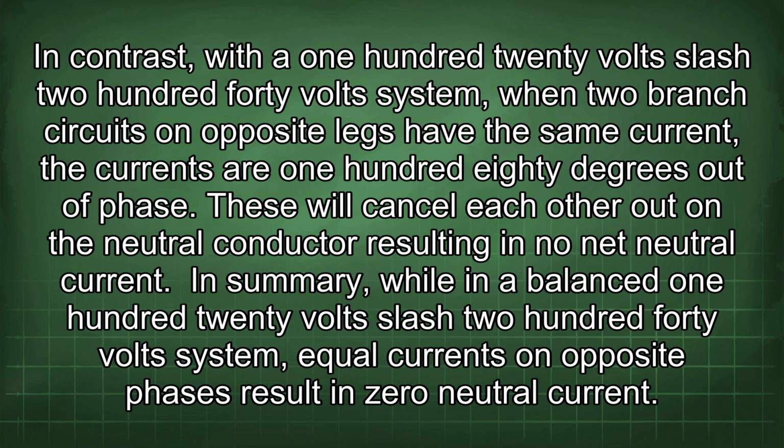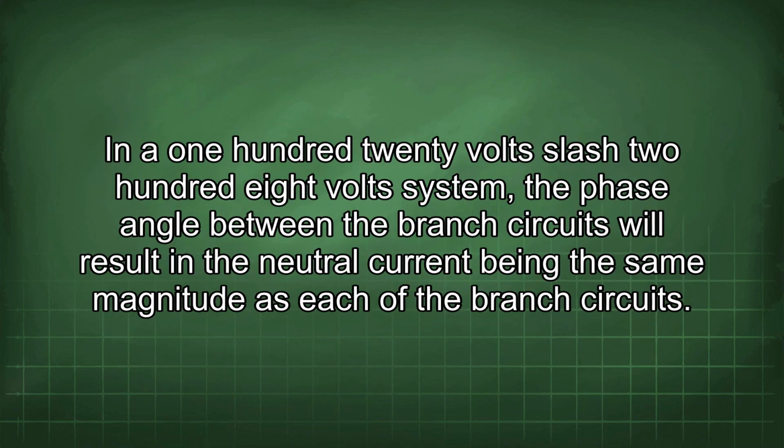In summary, in a balanced 120 volts/240 volt system, equal currents on opposite phases result in zero neutral current. In a 120 volts/208 volt system, the phase angle between the branch circuits will result in the neutral current being the same magnitude as each of the branch circuits.